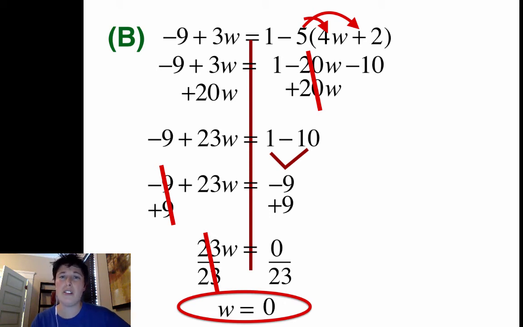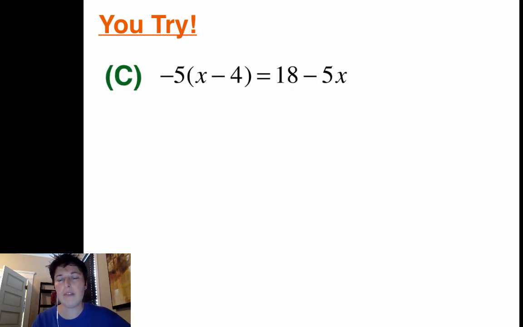We're going to do one more of these, you guys, because it's really good practice. So we're going to do another you try. This time I'm going to call it letter C. And for this one, we are going to solve for x. Here is your setup. You have negative 5 parentheses x minus 4 equals 18 take away 5x. Go ahead for the last time, hit that pause button on your device and see what you get for this one. Give it your best shot.